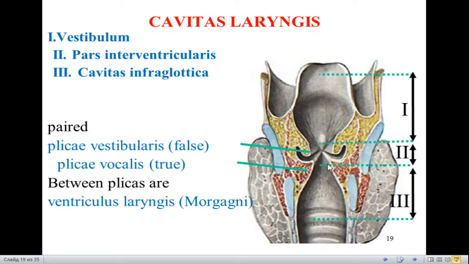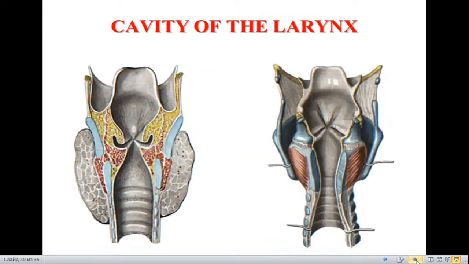And the type of voice depends on the length, thickness and tension of the vocal folds. That's why the voices of males and females, and each voice, is unique, because all of us have different structures of the vocal folds. Here you can see the cavity of the larynx, and here you can see the rima glottidis, and here the ventricle of the larynx.